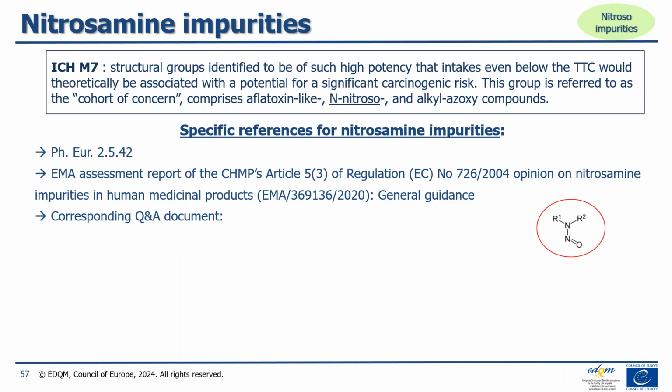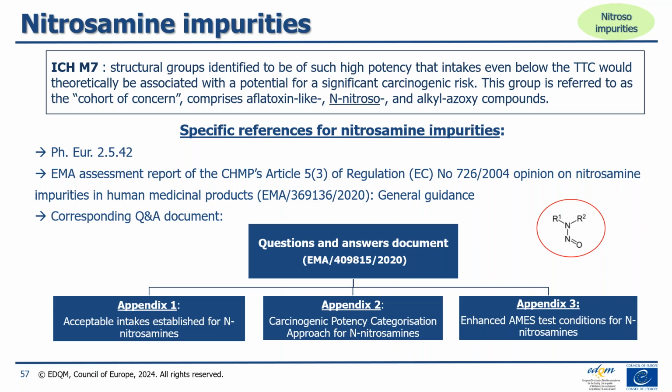So you will have, for example, the general chapter 2.5.42 from the European Pharmacopoeia, which will provide guidance on analytical procedures. Then we have the EMA assessment report on nitrosamine impurities in human medicinal products. So this report only provides general guidance. The most important document to consider for the risk for nitrosamine impurities would be its corresponding question and answer document, which has 3 different appendices.